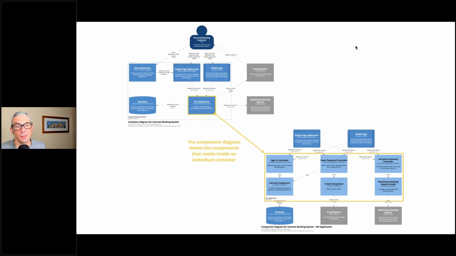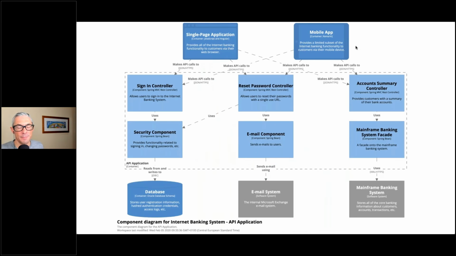To continue the story, we can now choose an API application, a container in this case, and we can zoom inside it and we can show the components. And again, we're repeating elements from the previous diagram. In this case, the two UIs, the single page app and the mobile app, the database, the email system, and the mainframe banking system. And what we're seeing here is really the components that sit inside that API application.